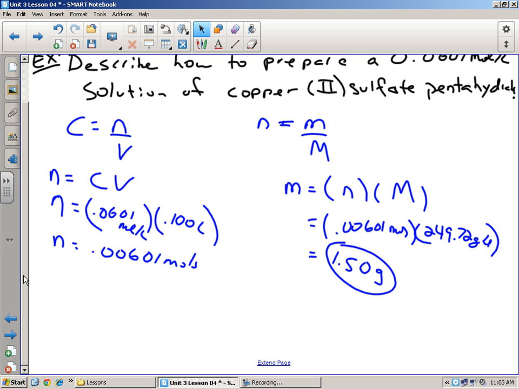It's on, off, or 0. If you hit the 0 button, it's like that weigh boat isn't even there. And then you can measure out 1.50 grams. And that's fine. You can do that. But now you've got to get that solid into here. Okay? That could be tricky.